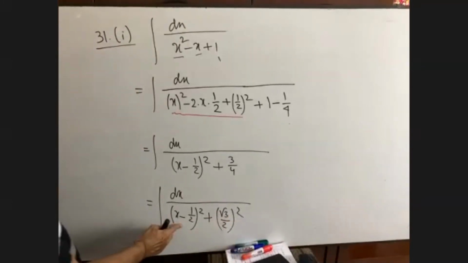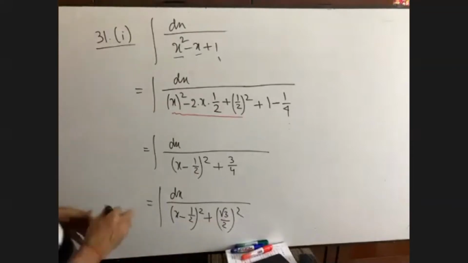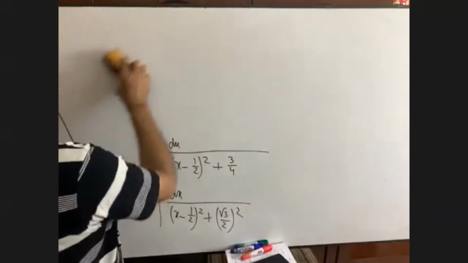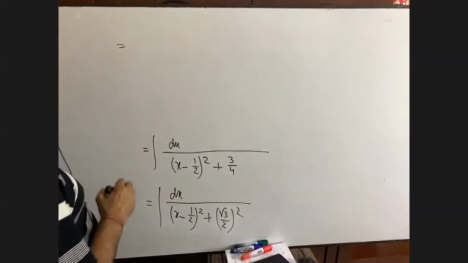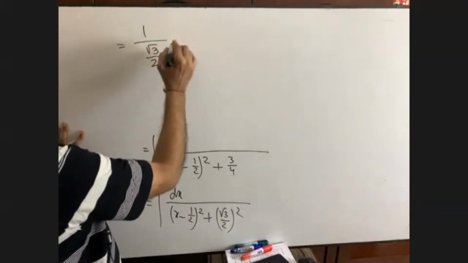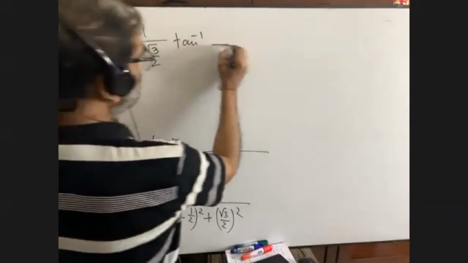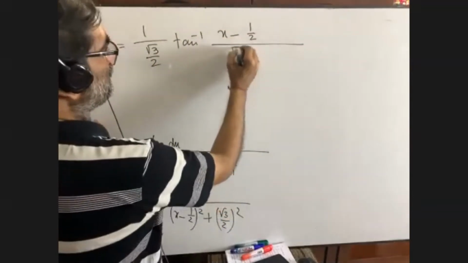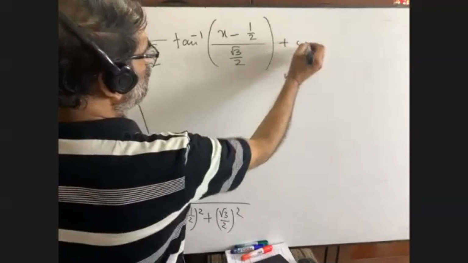Now see, x square plus a square. Now let me know what is the formula of x square plus a square. All of you. X square plus a square. Formula, what is the formula? 1 by a, then tan inverse x by a, right? This is x, this is x, and this is a. Talk to me, all of you.